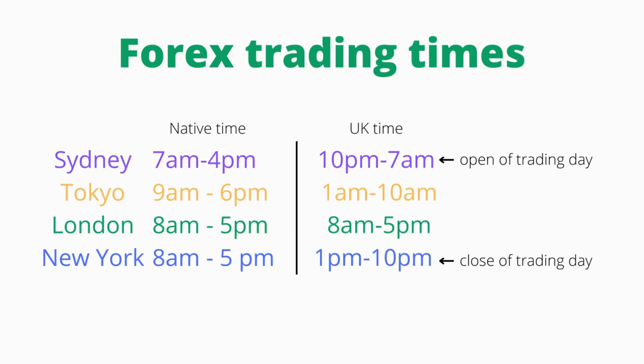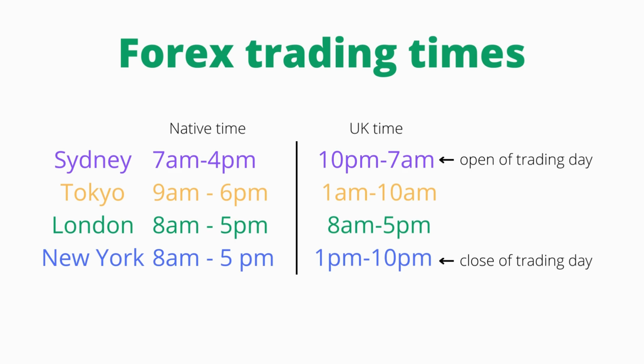In Sydney, their trading hours are between 7 and 4, Tokyo is between 9 and 6, and New York is between 8 and 5. The chart that I've designed for you shows the conversion, so that when we're trading we can see in a UK time frame when these sessions are opening and, of course, when the sessions overlap as well.